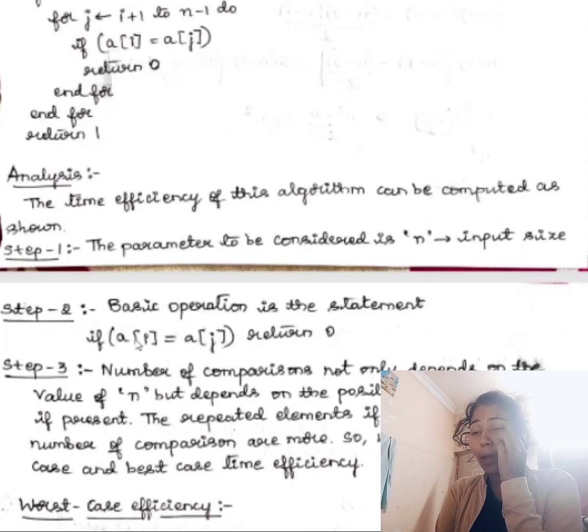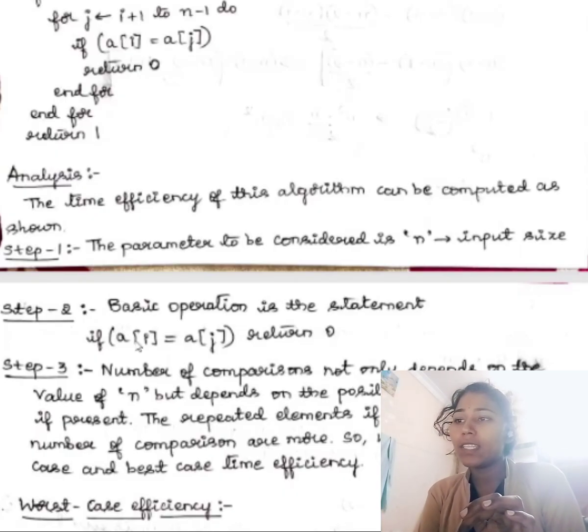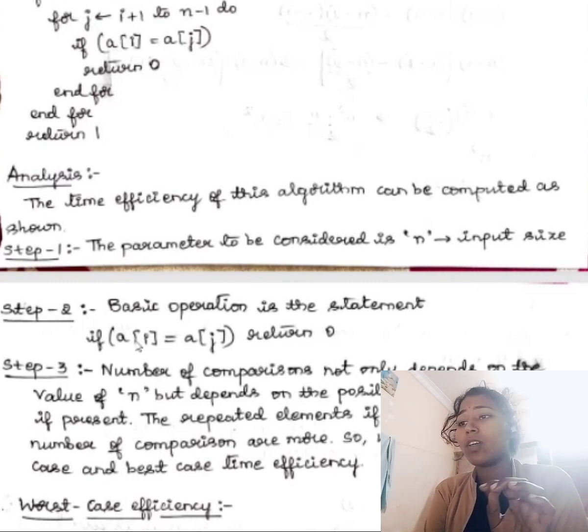We have to place the maximum n elements in the array, and here we have to check whether the elements present in the array are unique or not. So our basic operation is A[i] equals A[j]. If it is not unique, it returns 0. This is the basic operation in this algorithm.